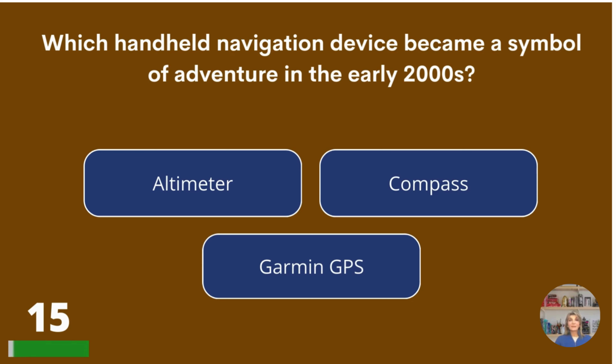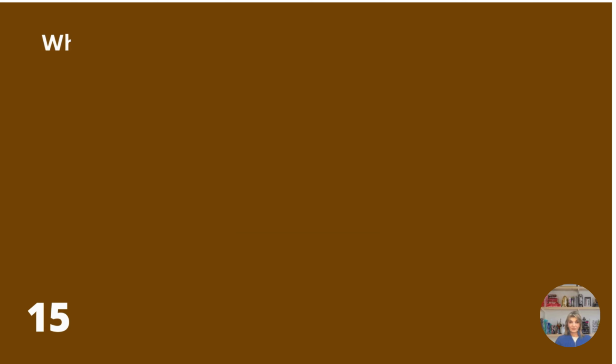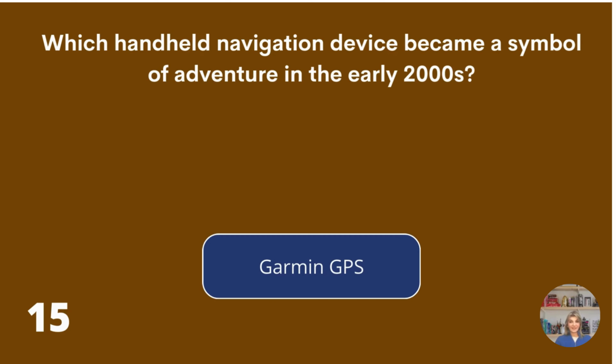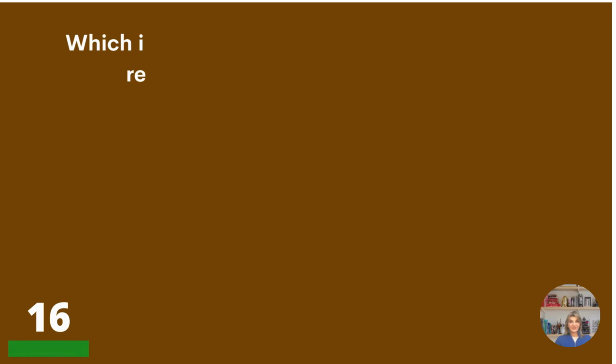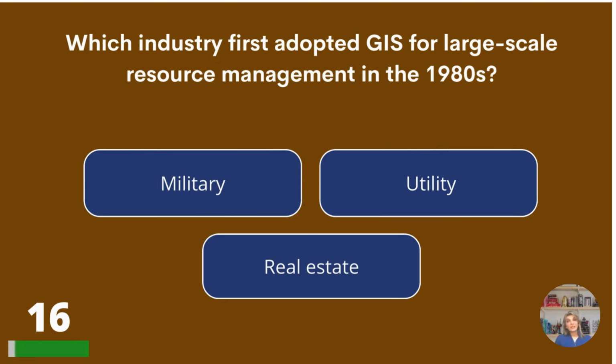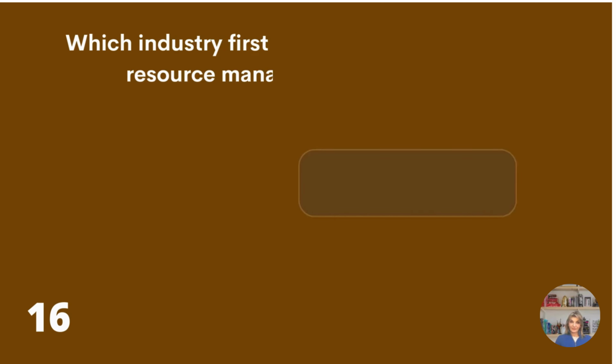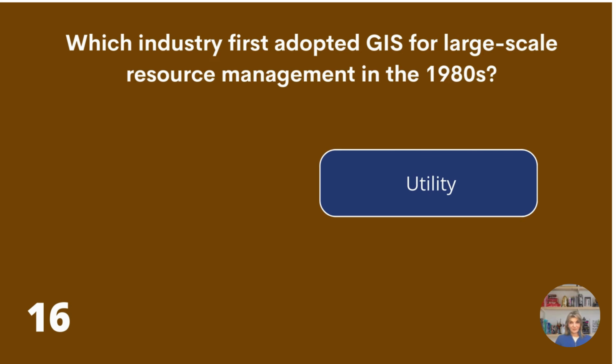Which handheld device became a symbol of adventure in the early 2000s? Altimeter, the compass, or Garmin GPS? Garmin GPS. Which industry first adopted GIS for large-scale resource management in the 1980s? The military, utility, or real estate? Utility.